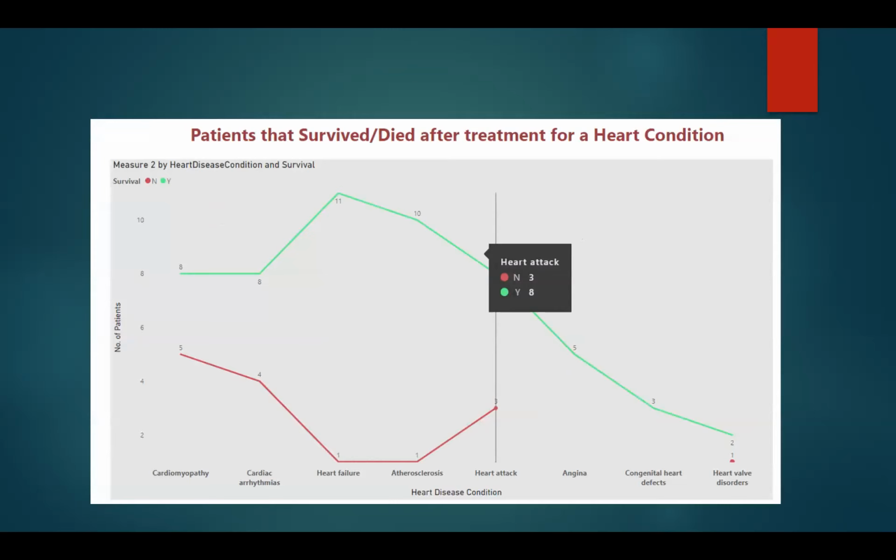Then moving on to the next graph, here we are able to see the survival rate based on the conditions that they were diagnosed with. So, for example, there were 8 patients who had cardiomyopathy and they survived post the treatment, while there were 5 patients who were suffering from cardiomyopathy but did not survive post the treatment. So yeah.